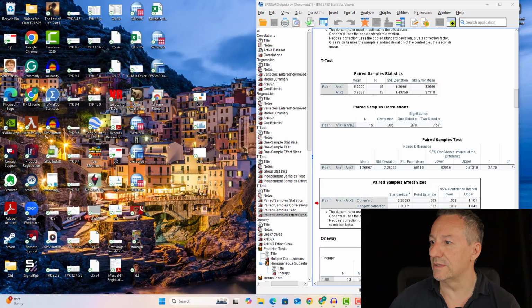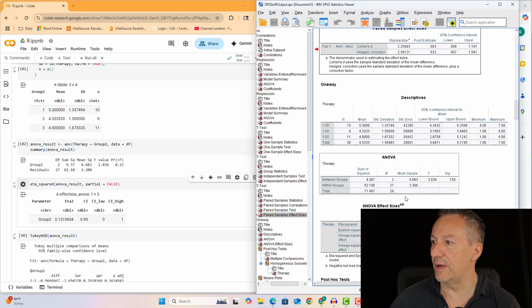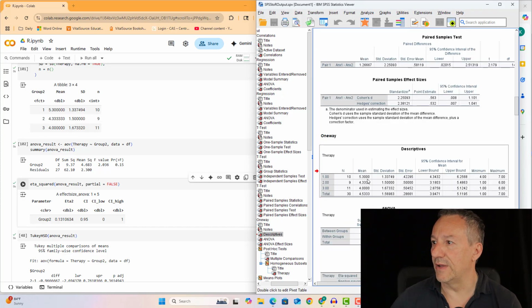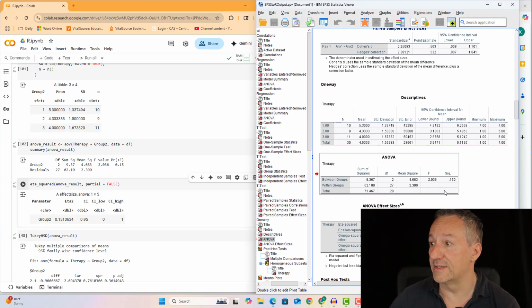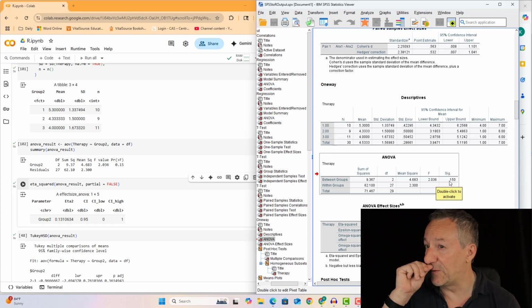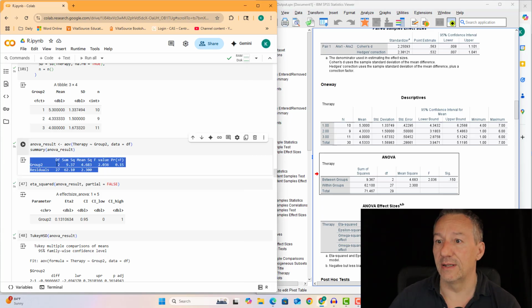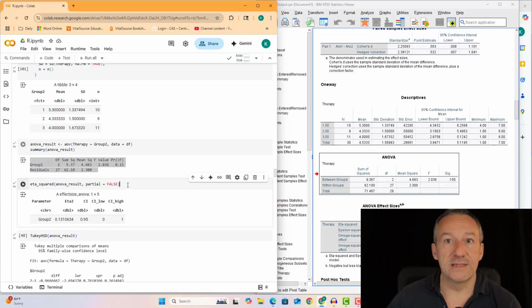If we look at those results in SPSS for comparison, there were our means and standard deviations, so the 5.3, the 4.3, and the 4. You can see those. And then the ANOVA, degrees of freedom 2 and 27, F is 2.0. It is not significant. We do not have a significant ANOVA. We see the exact same thing right there. Degrees of freedom 2 and 27, F is 2.0, and our p is 0.15. Not significant, but let's say we did have a significant one and we want to do some other things.